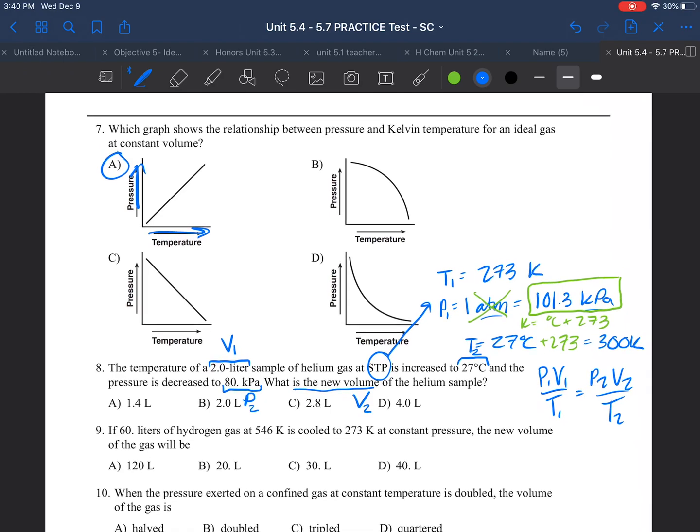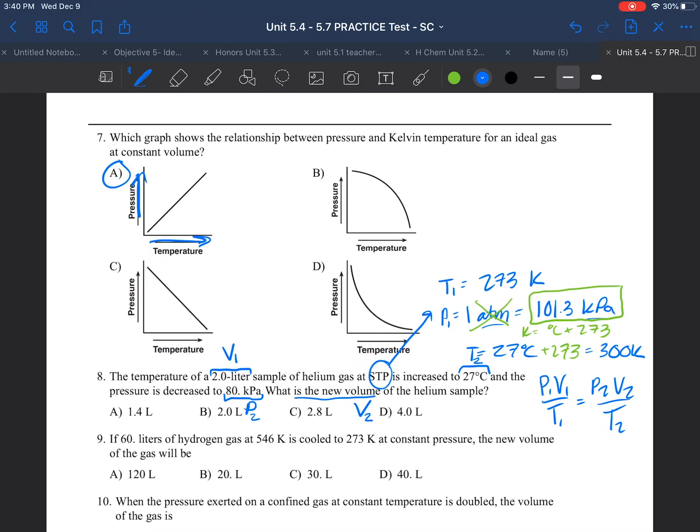Now, for the sake of working room, I'm going to move up into this area here. So this is where I'm going to start using the work of the combined gas law. I'll switch colors here too.